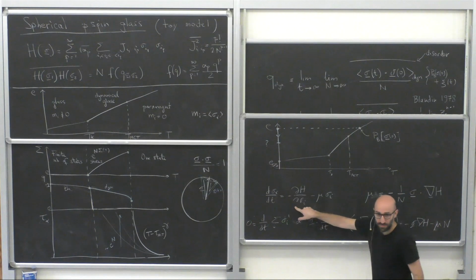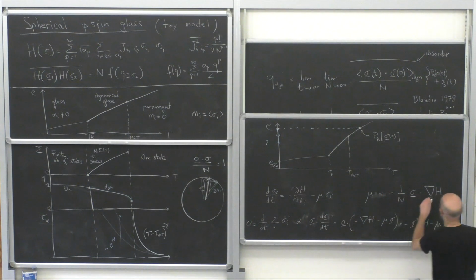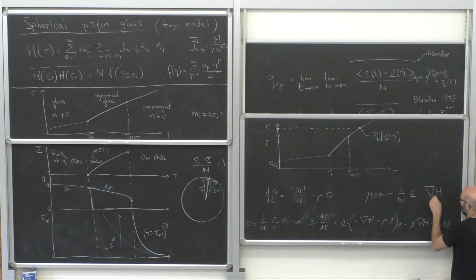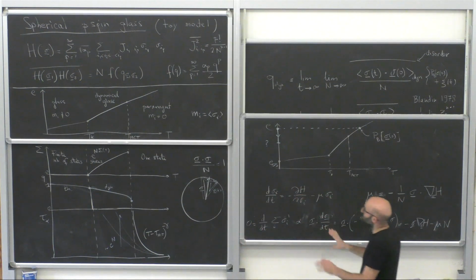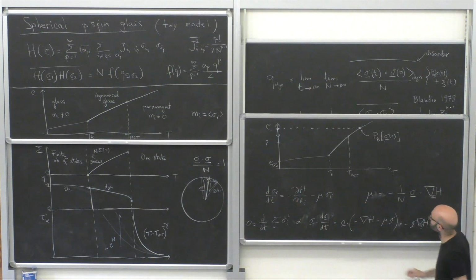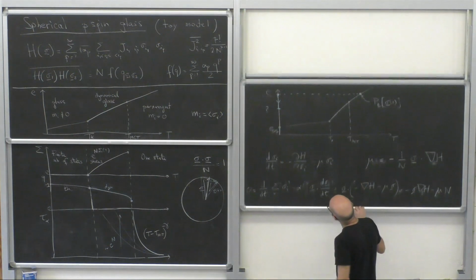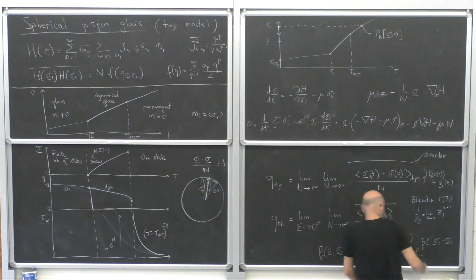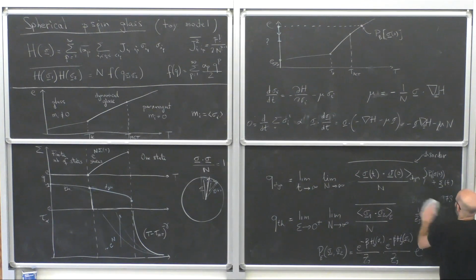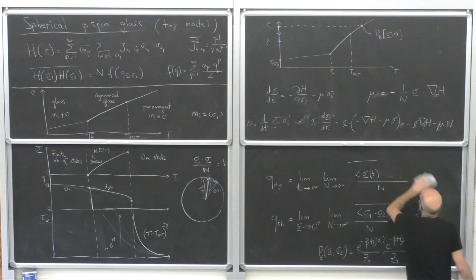Yes, the gradient is with respect to sigma. I'm always thinking of H as a function of sigma, because sigma are the variables that I want to minimize. The J and the alpha are parameters that I specify at the beginning and they are fixed. So this is my dynamics. You can easily run it on a computer.